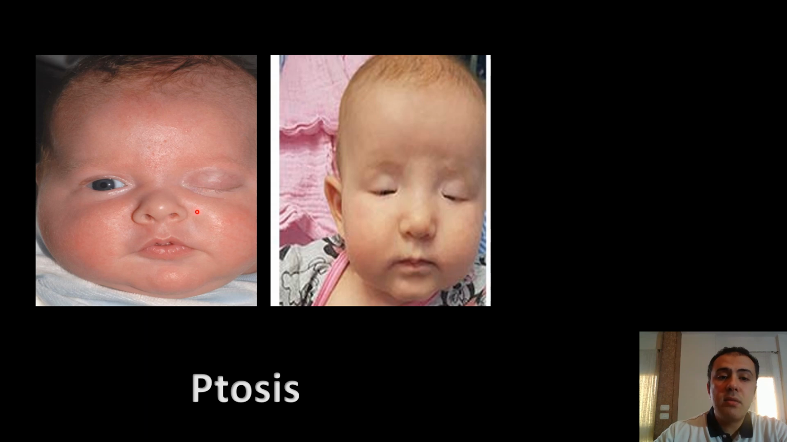So this finding is very important to search for and to refer as urgently as we can to an ophthalmologist to find a solution. It's more complicated than the other one because this child has bilateral complete ptosis.